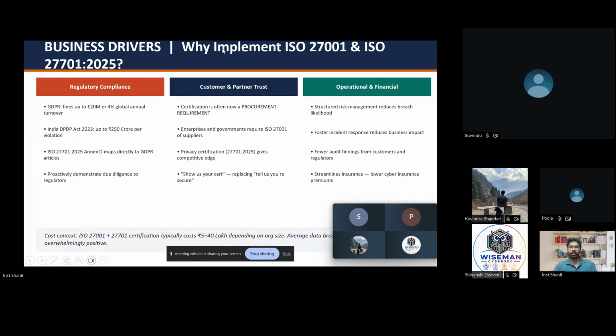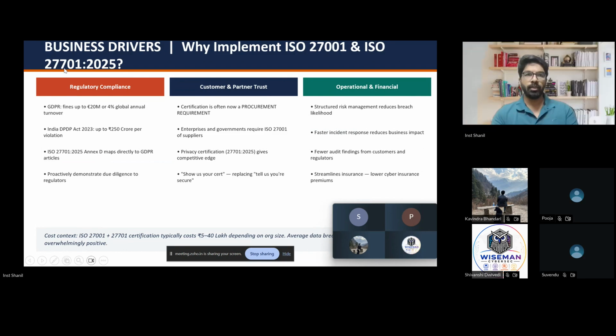Business drivers. Why should we implement ISO 27001 and 27701 simultaneously? Regulatory compliance. It can save us from GDPR fines because we will be compliant with an international standard. Similarly, it will comply with the India DPDP Act as well, so you can safeguard against a penalty of up to rupees 250 crores. ISO 27701 Annexure D maps directly to GDPR articles, so you will also see which GDPR components you are complying with while implementing ISO 27701.